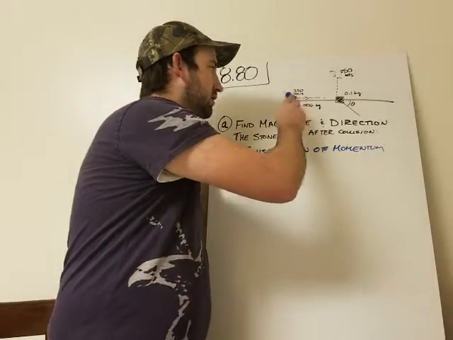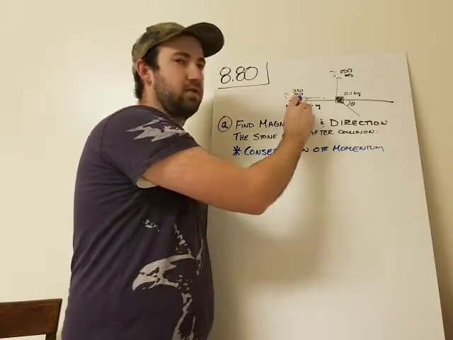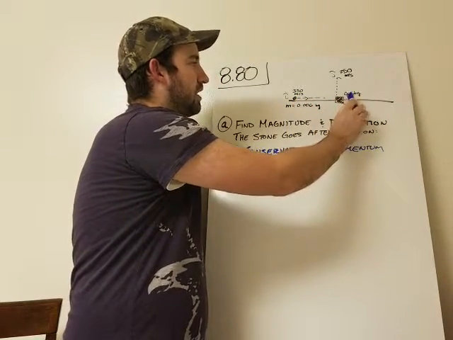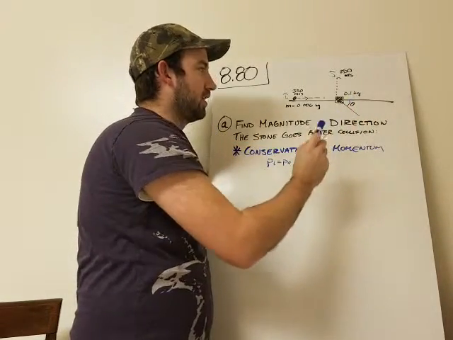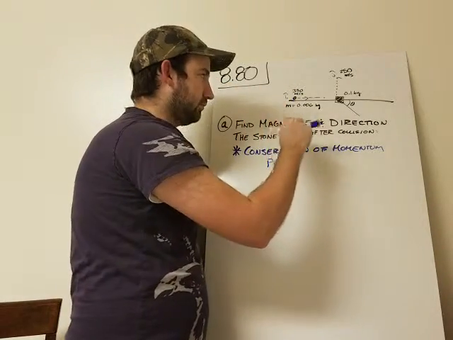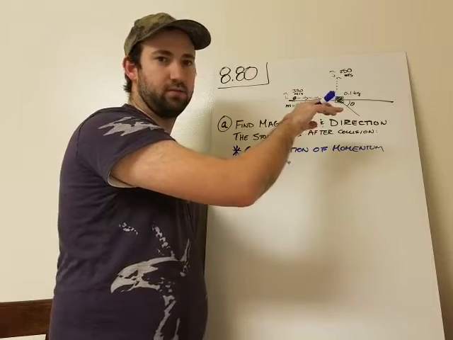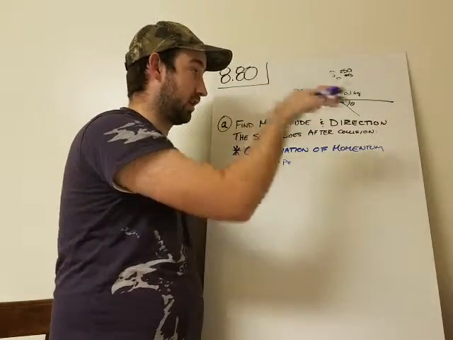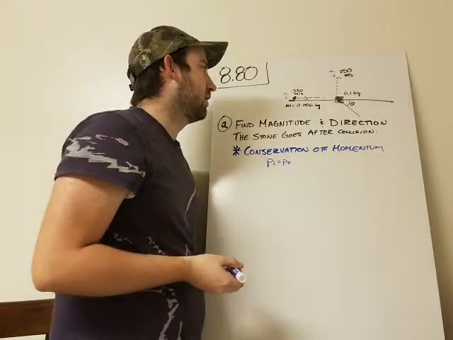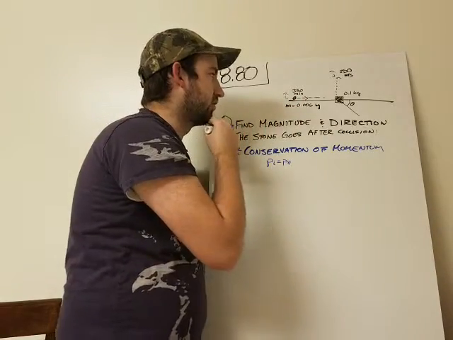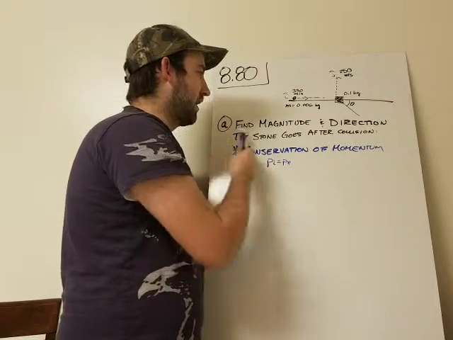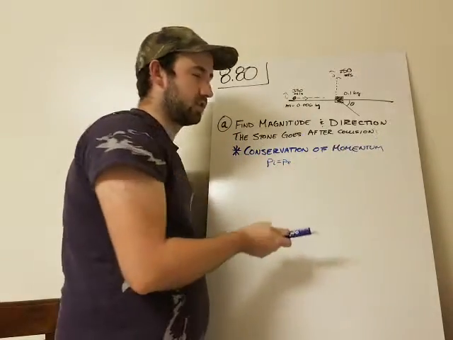It says that a bullet is shot horizontally at 350 meters per second, and it is contacting this stone that has a mass of 0.1 kilograms, and then that bullet ricochets 90 degrees from its original angle, and its final velocity is 250 meters per second. The bullet mass is 0.006 kilograms, or 6 grams. And part A wants to know, find the magnitude and direction the stone goes after the collision.